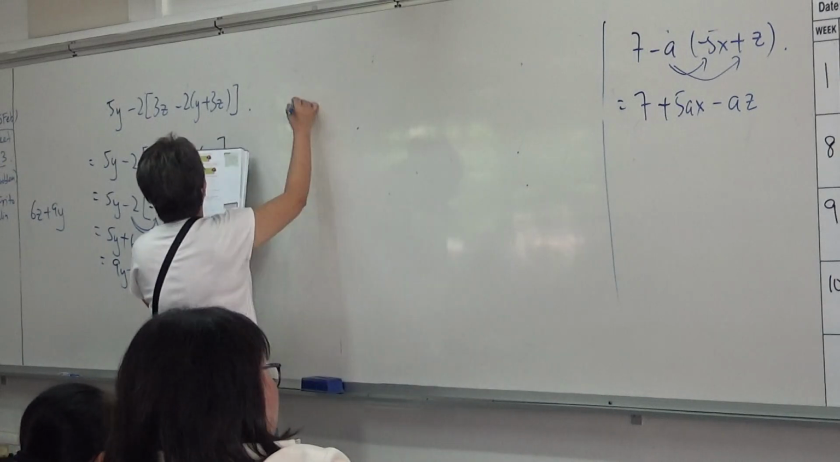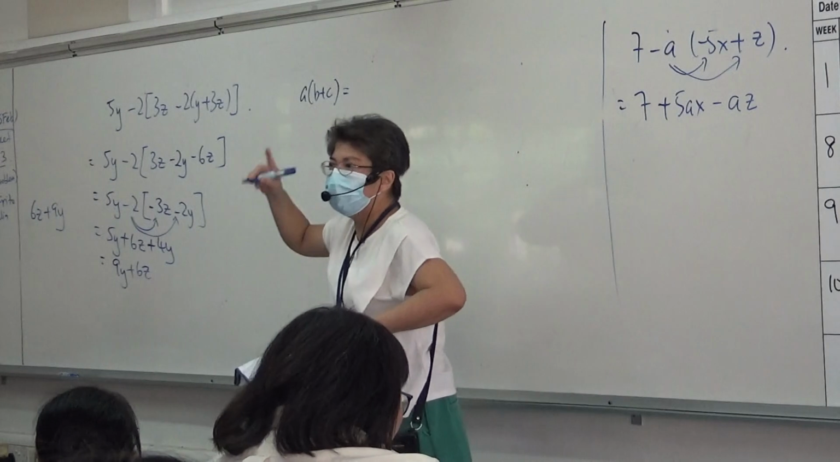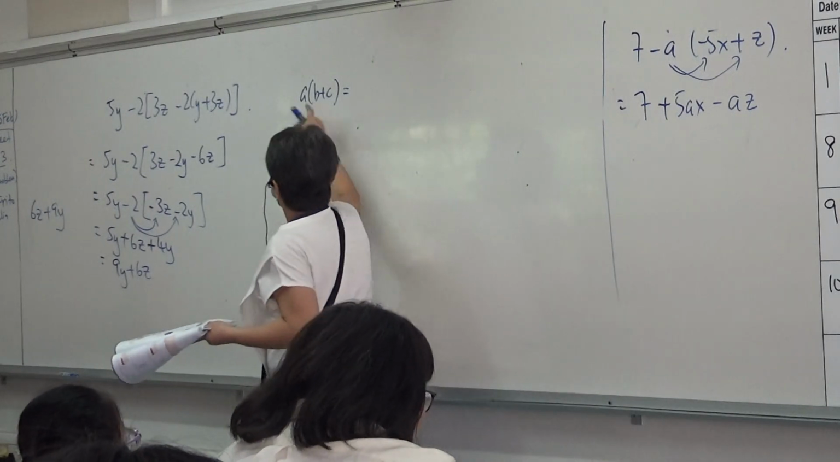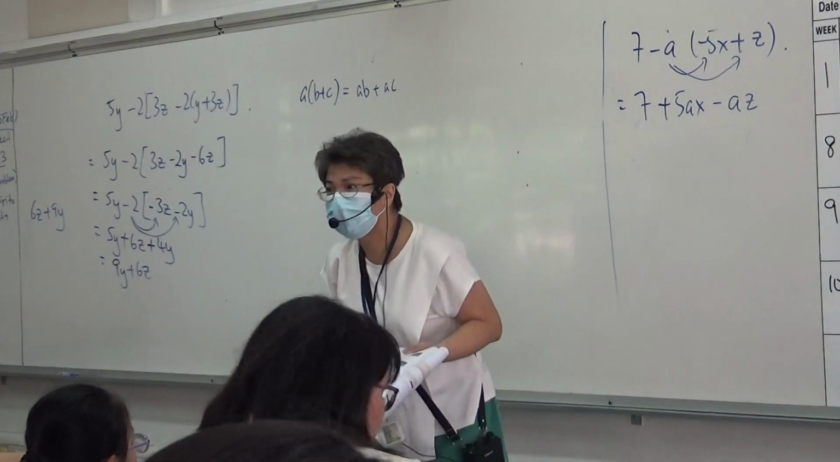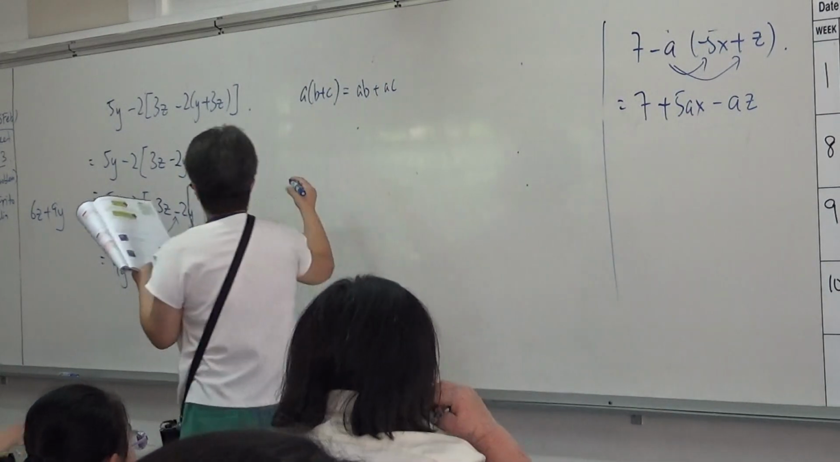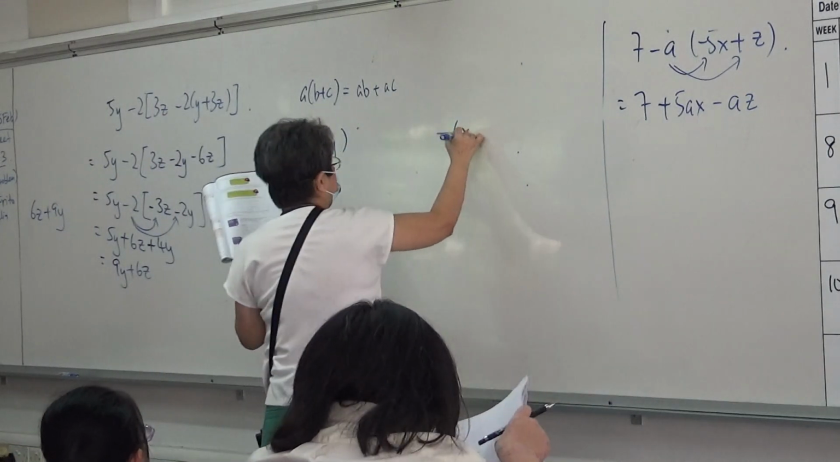Okay? Now, they have this. Now, I think this one is easier than what we had just now. What is A times B? AB. This one is AB plus AC. Easy? You just multiply it. Okay? But it's the next one that I'm worried about, that you will have your signs wrong.